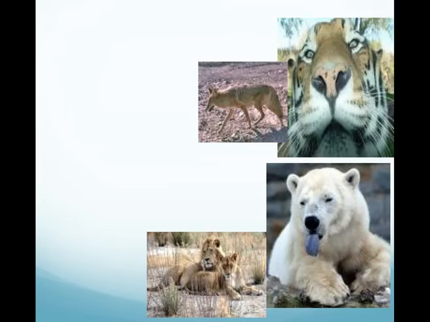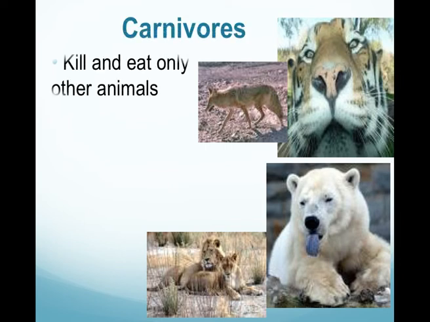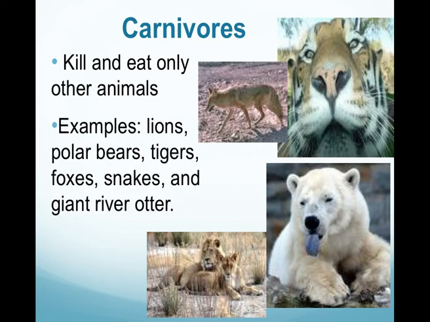If you look at these, what kind of animals are these? What type of feeders are these? They are carnivores. Carnivores mean that they eat and kill only animals. They feed on prey. Examples would be polar bears, tigers, lions, snakes. These aren't the only ones that are carnivores.